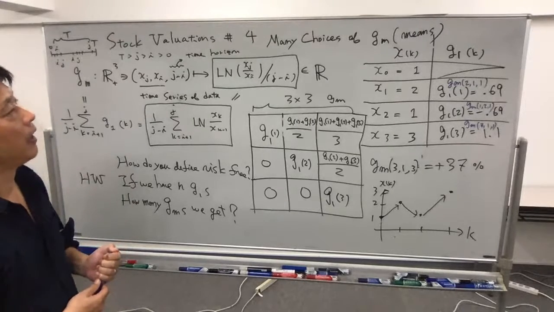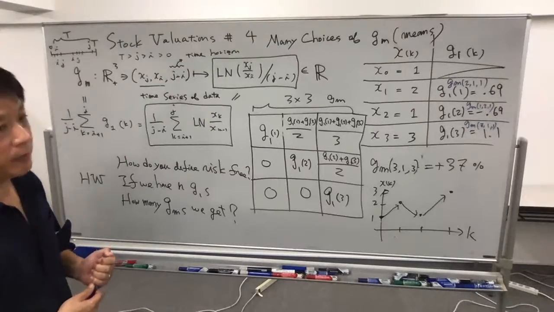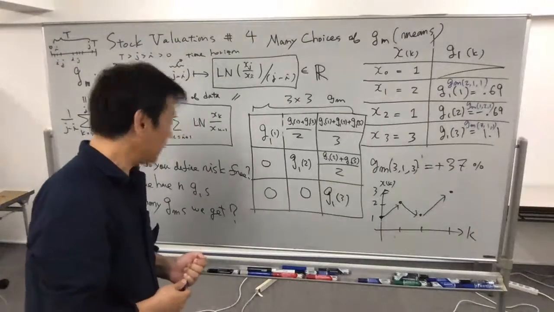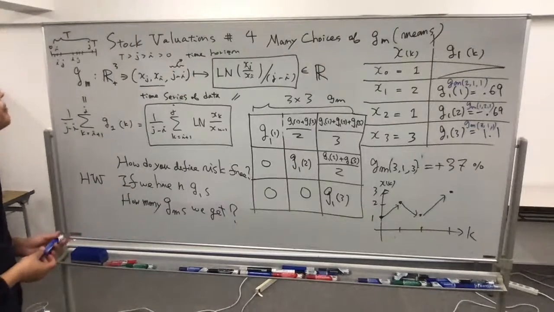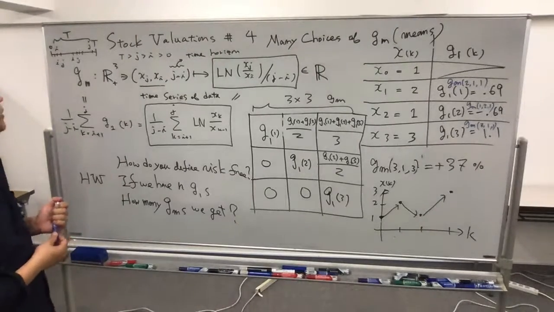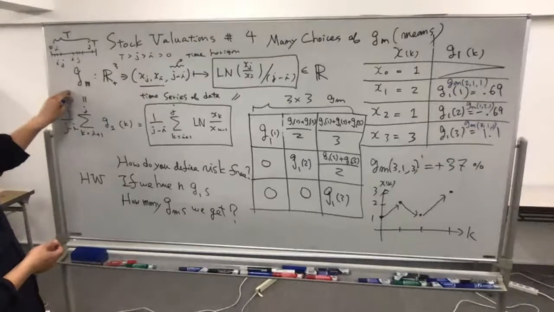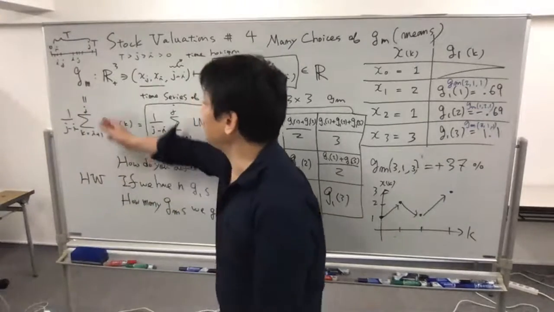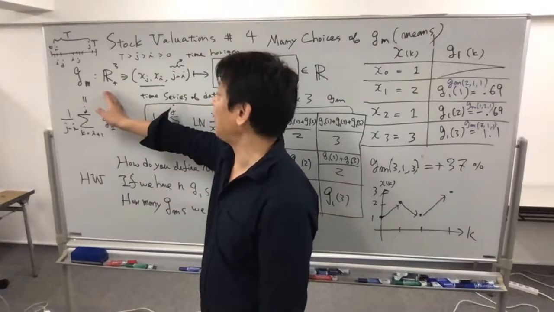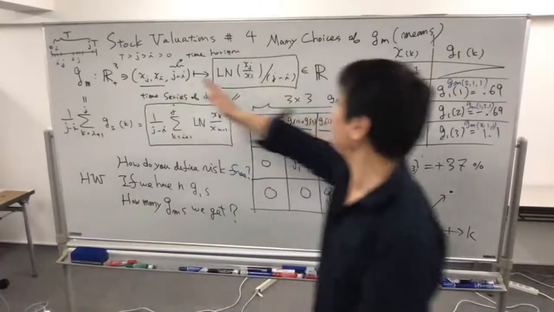This time, the title is Many Choices of GM. So far, we handled continuous growth rate last time. We had a GM here. GM is a map from R plus 3 to R.